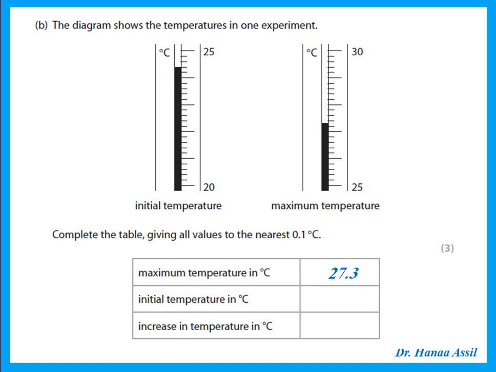Now, where is the initial? The initial is the one that reads 24.4. Can you see that? It's exactly at one of these lines, which is at 0.4. The increase in temperature, of course, will be the difference. So 27.3 minus 24.4, that is the increase in temperature.